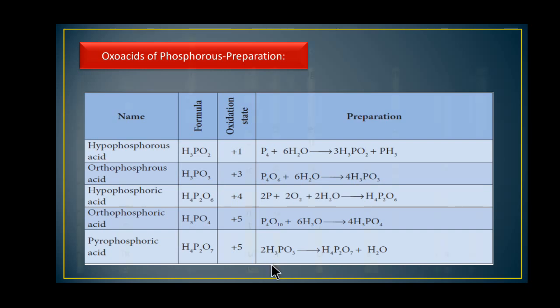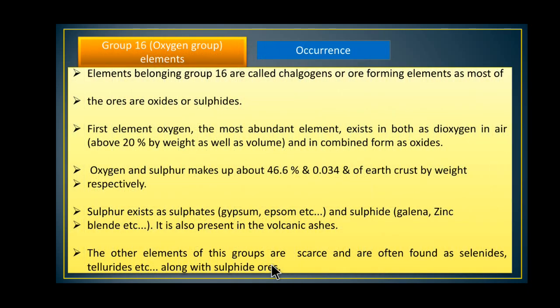And next, we are going to discuss group 16 oxygen group elements and their occurrence. The elements belonging to group 16 are called chalcogens. Most of the group 16 elements are called by the special name chalcogen.